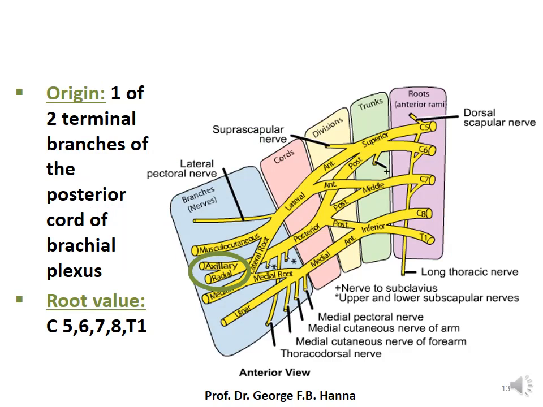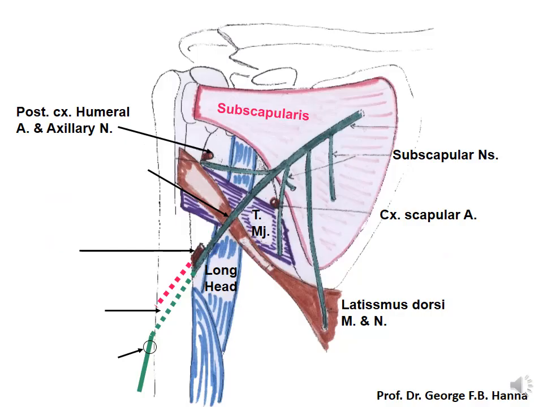Radial nerve, as you can see the oval here in green, is one of the two terminal branches of the posterior cord of the brachial plexus. The root value of the radial nerve is everything, just like the median nerve. So the posterior cord and radial nerve, the root value of all of these is the same: C5, 6, 7, 8, T1. Now, what is this? The radial nerve is colored green here.